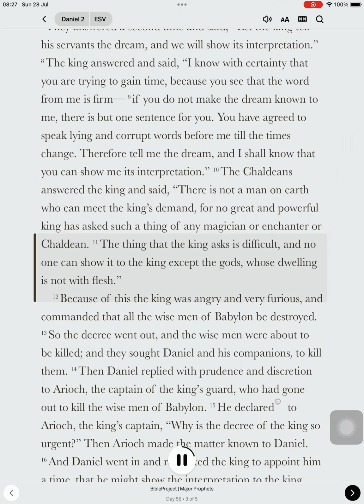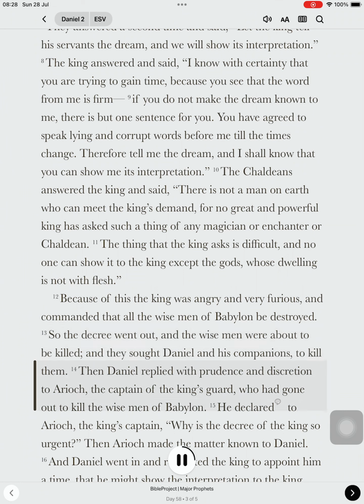The thing that the king asks is difficult, and no one can show it to the king except the gods, whose dwelling is not with flesh. Because of this the king was angry and very furious, and commanded that all the wise men of Babylon be destroyed. So the decree went out, and the wise men were about to be killed, and they sought Daniel and his companions to kill them.